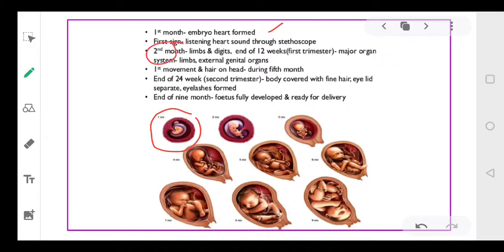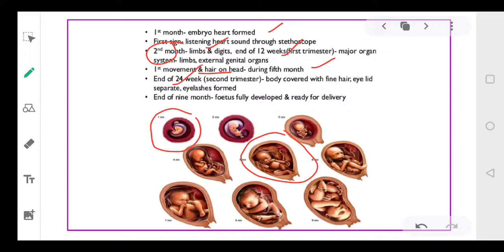During the second month, the limbs and digits are formed. By the end of 14 weeks, most of the organs and the external genitalia have been formed. And the first movement and the hair on the head appear during the fifth month. So the fifth month is very, very crucial. Okay, dear? You can easily observe the movement of the child, and we can see that there is a growth of hair on the head.